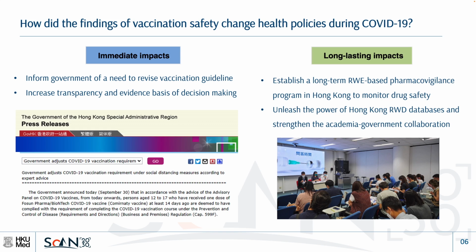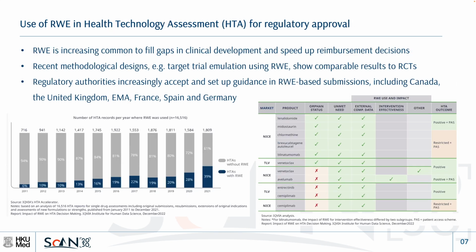Thanks to the healthcare big data, in the long run, we have also established the long-term real-world evidence-based pharmacovigilance program in Hong Kong to further monitor drug safety, which unleashes the power of our big databases and strengthens collaboration between university and government. Worldwide, RWE is also increasingly used in health technology assessment, HTA, which is a formal procedure by many authorities to review the benefits and harms of medicine before regulatory approval into the market, often relying on clinical trial evidence. RWE helps to fill the knowledge gaps that clinical trials do not solve and speed up reimbursement decisions.